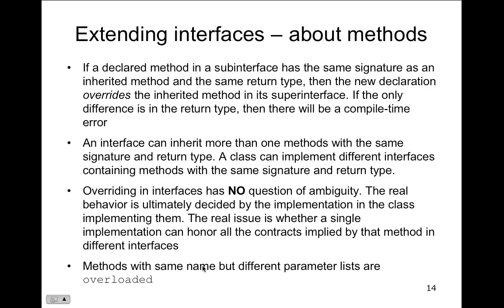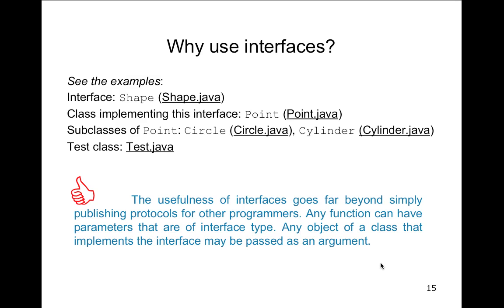So methods with the same name but different parameter lists are overloaded. Well, that's no biggie. It's the same thing that we saw with the constructors, overloading constructors. So a lot of the same concepts actually apply. And now you're probably wondering, well, why use interfaces? So this is the example I kind of want to show you to put everything together.